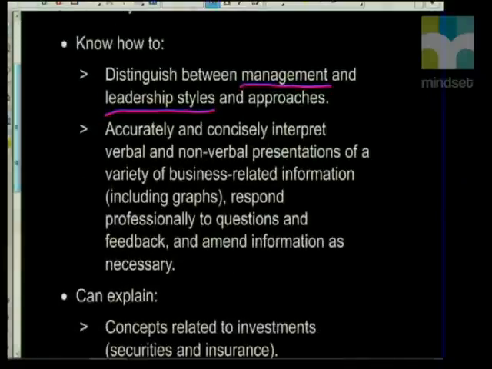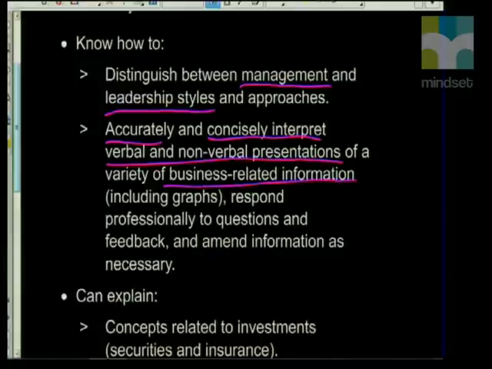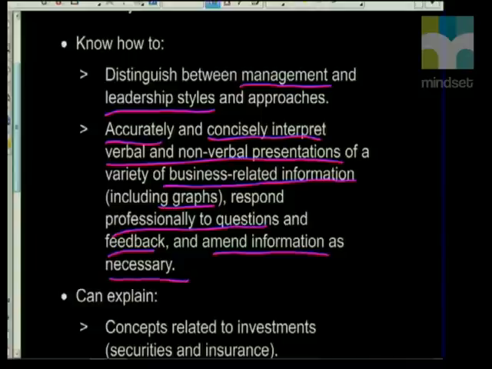The next thing you need to know for this topic is how to accurately and concisely interpret verbal and non-verbal presentations in a variety of business-related information. This could include graphs, how to respond professionally to questions and feedback, and amend information as necessary. So the second part here is how to interpret information. It could be a graph, for example, or a table with different parts of information, and you need to be able to use that information to make decisions for your business, and in your case, decisions to help you pass your exam.